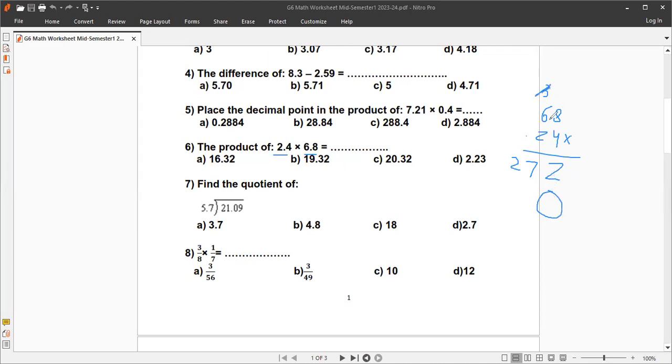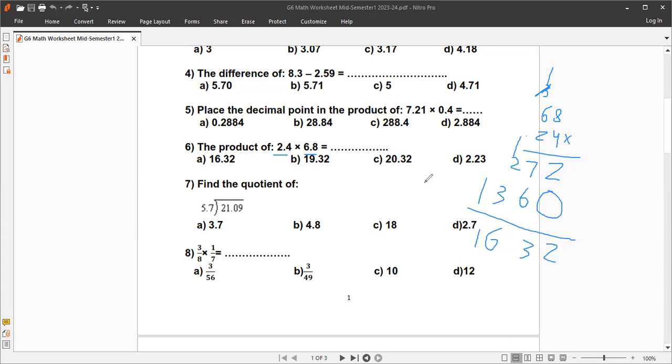And erase this. Now 2 multiply 8, 16. I put 1 up and 6 down. 2 multiply 6 equals 12. Plus 1, 13. Now I add these two numbers. 2 plus 0, 2. 7 plus 6, 13. 1 plus 5 equals 6. Here 1.